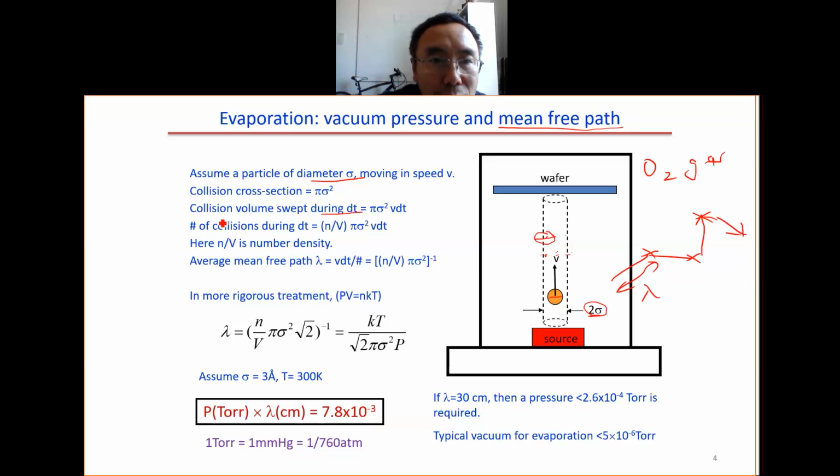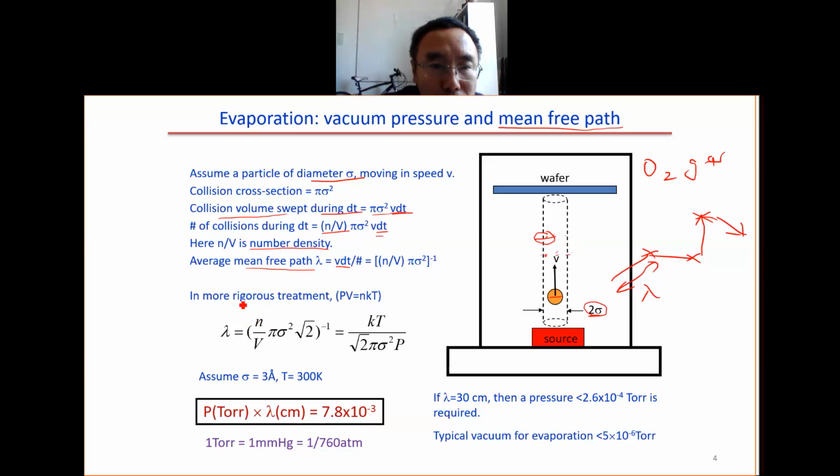dt, the collision volume swept is given by pi sigma squared v dt. So v dt is the travel distance. Then the number of collisions during this time is given by pi sigma squared v dt times n over V, which is the number density. So we have so many collisions within the delta t time. Then the mean free path is given by v dt, the distance traveled, divided by the number of collisions, so given by this formula.